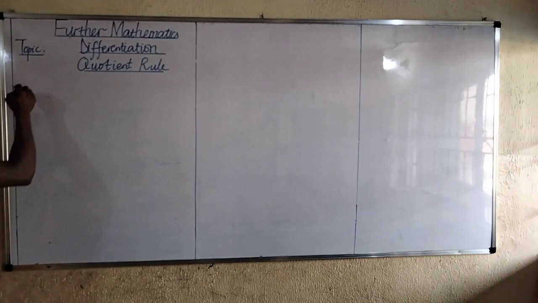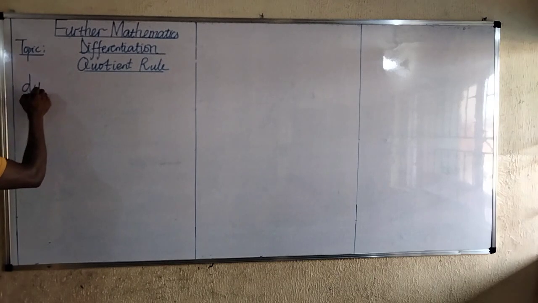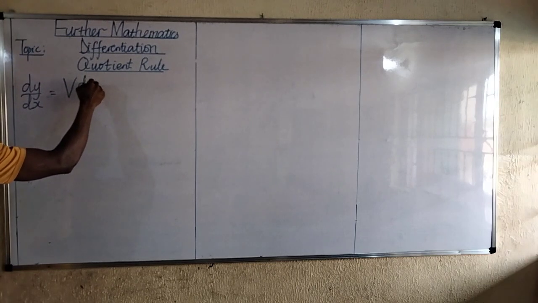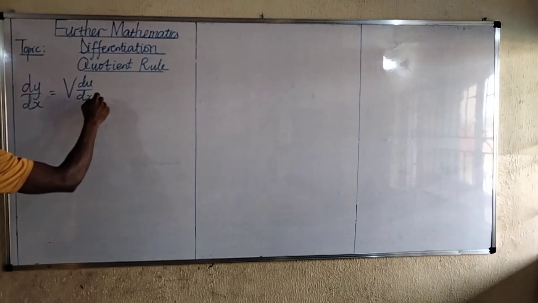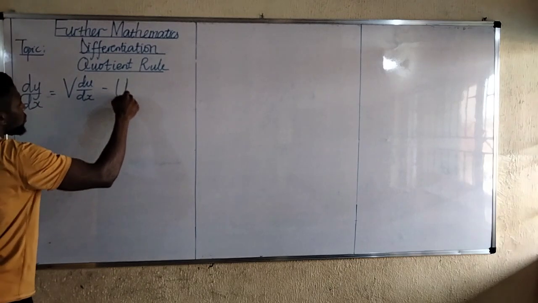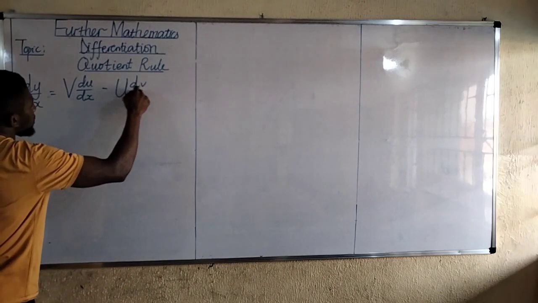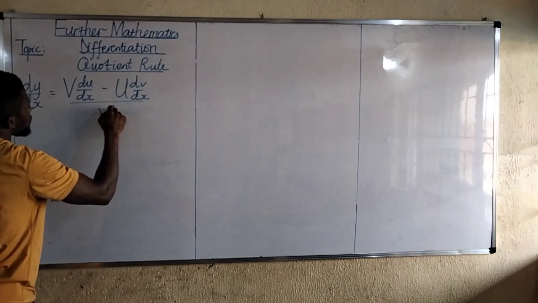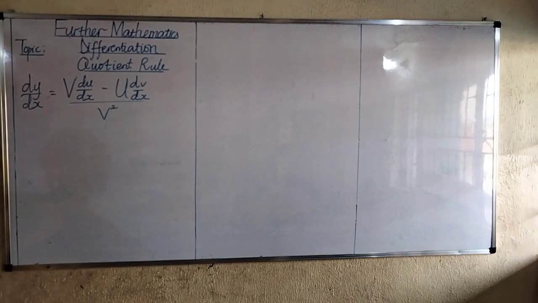Let's see this. Quotient rule goes thus: dy over dx equal to v du over dx minus u dv over dx all over v squared. That is the formula for quotient rule.